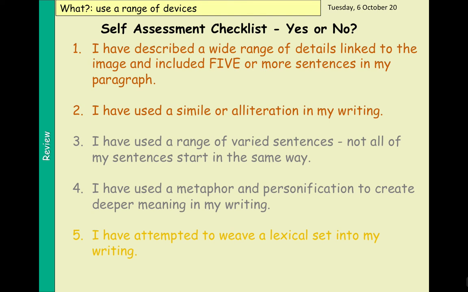Number 4, I have used a metaphor and personification to create deeper meaning in my writing. Give yourself a yes or a no for that. Those are some of the more sophisticated devices that you can use. And then number 5, really linked to our challenges today, I have attempted to weave a lexical set into my writing. So give yourself a yes if you did that, and well done if you did. We'll be going over lexical sets in our future lessons, so don't worry too much if you're not confident with that.